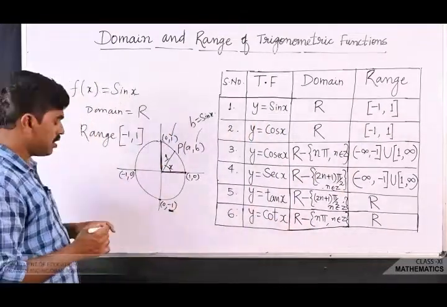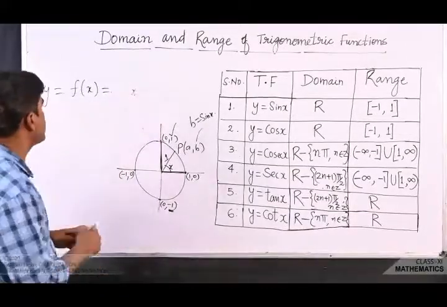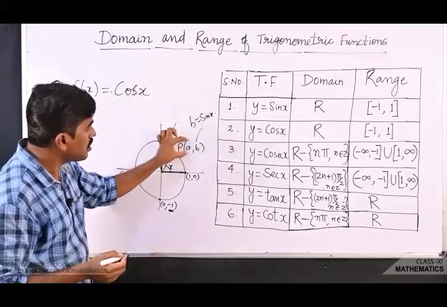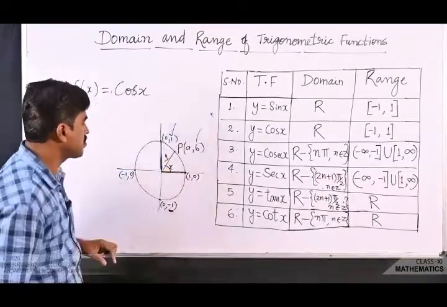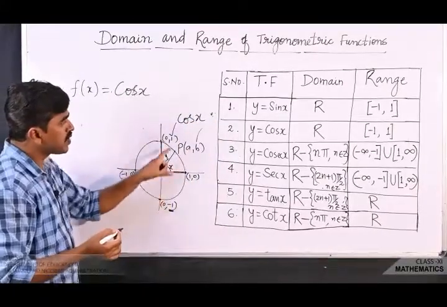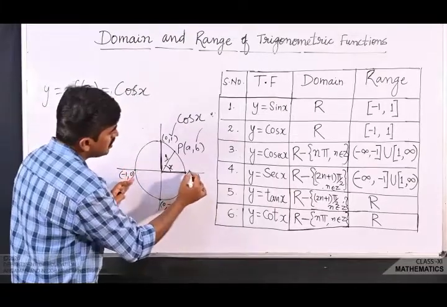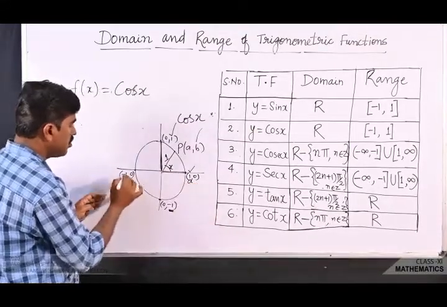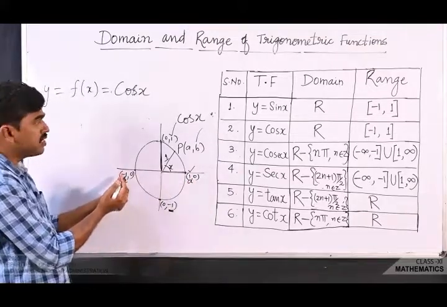Now let's come to the second function, that is cos function. So if it is f(x) = cos x or y = cos x. Now this coordinate A, x coordinate is A here. So A represents cos of angle x. So it can be represented as cos x. So what is the maximum value of cos x here? It is on the x-axis, you see, it is 1. This length is 1 unit. So it is the value of A here, and it is the value of A here. So the maximum value of A is 1 and the minimum value of A is minus 1.